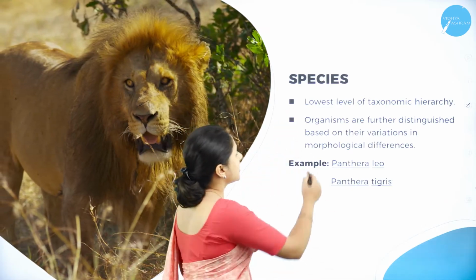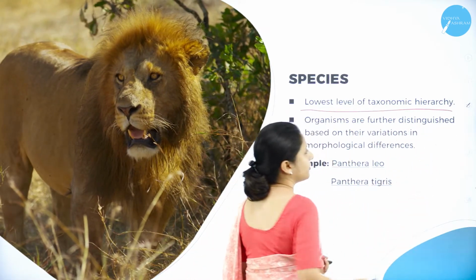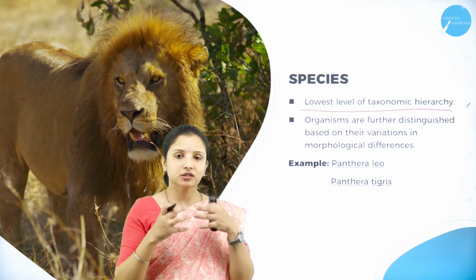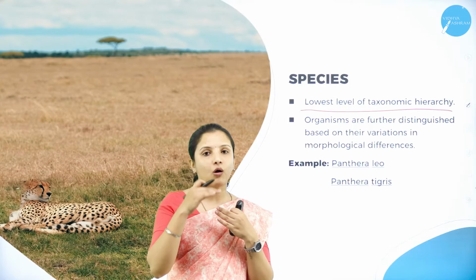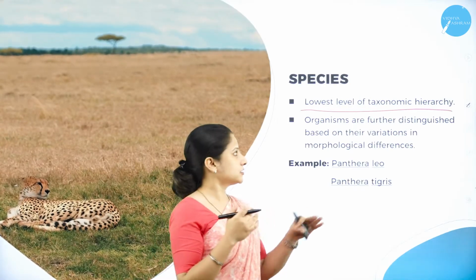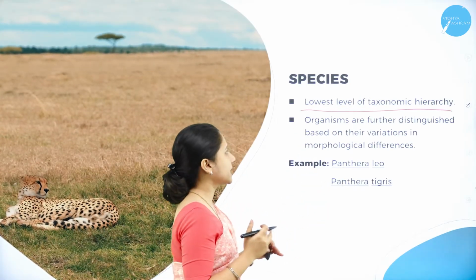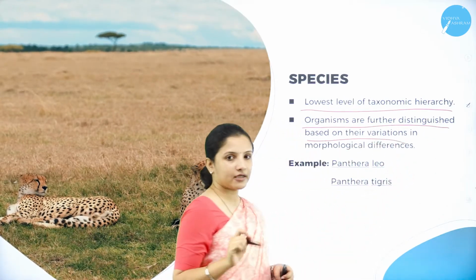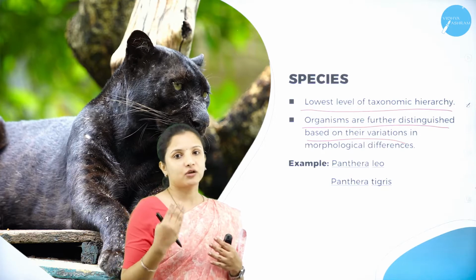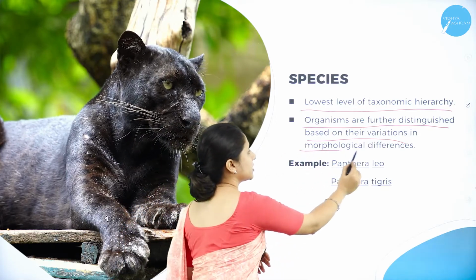Species is the lowest level of taxonomic hierarchy because here it is more precise. Species is more precise than all the other categories above it. It is the lowest level of the taxonomic hierarchy, and here the organisms are further distinguished based on variations in their morphological differences.